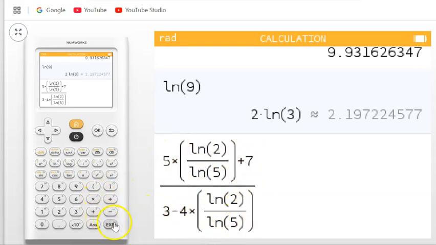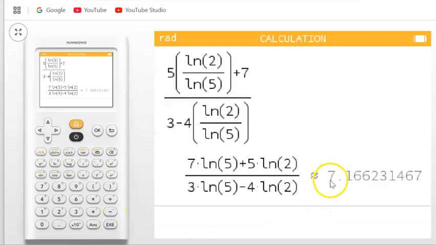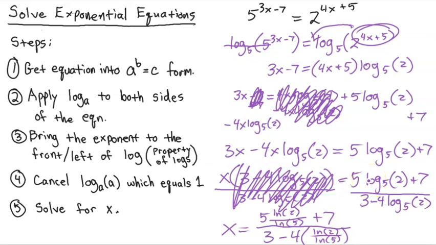So now we're going to hit execute, and we get 7.166. So that's the answer to this. x equals 7.166. All right, so there are about 7 examples of how to solve exponential equations.